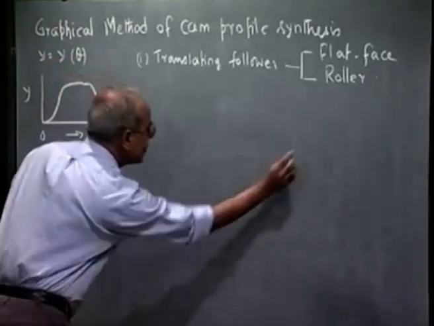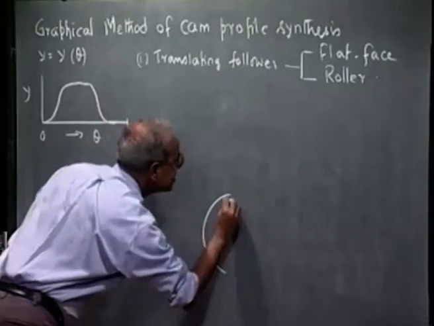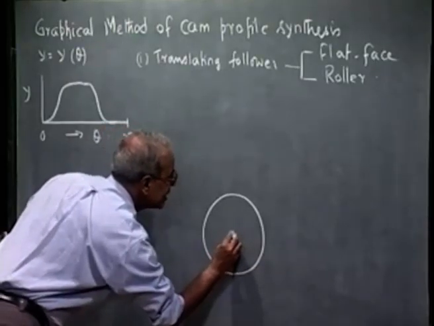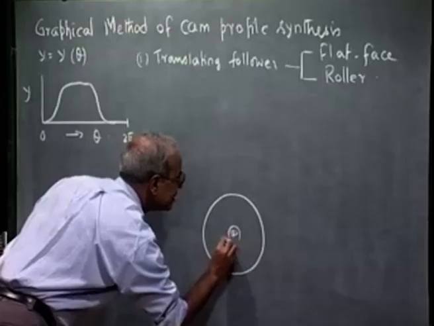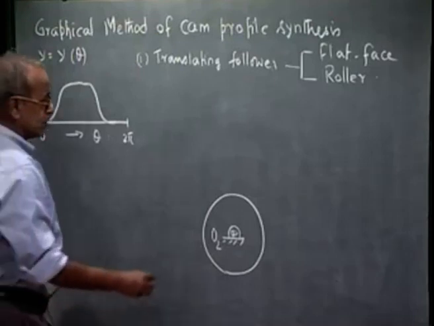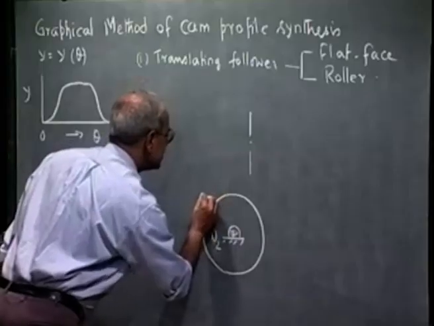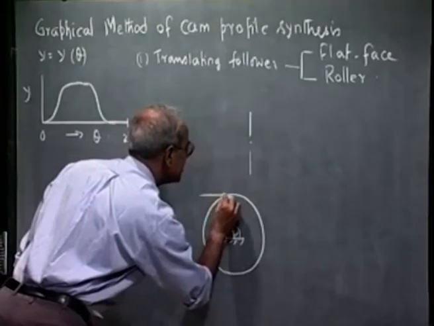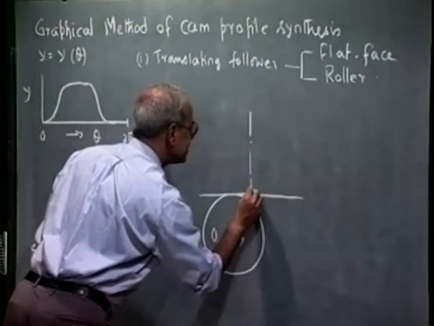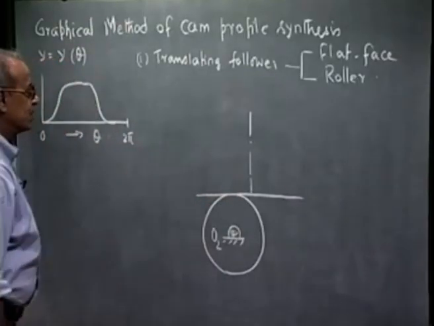So, what we do? We first draw the base circle. This is the camshaft. The offset is also given. So, let this be the follower axis, and this is the follower face at the lowest position.